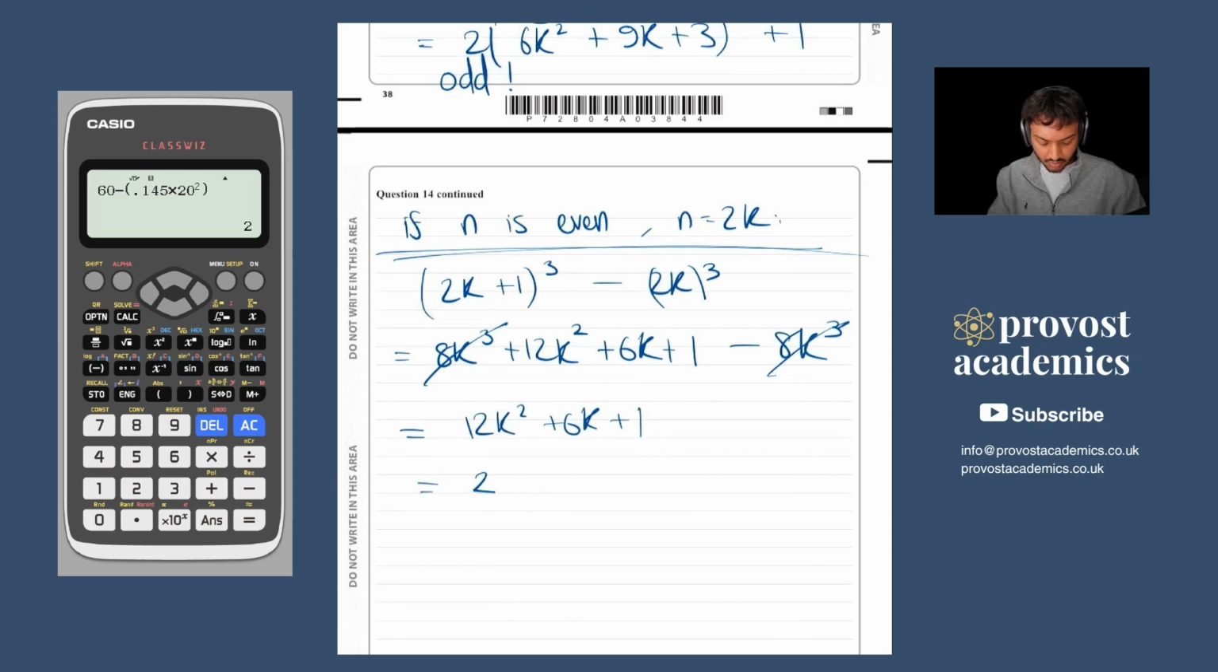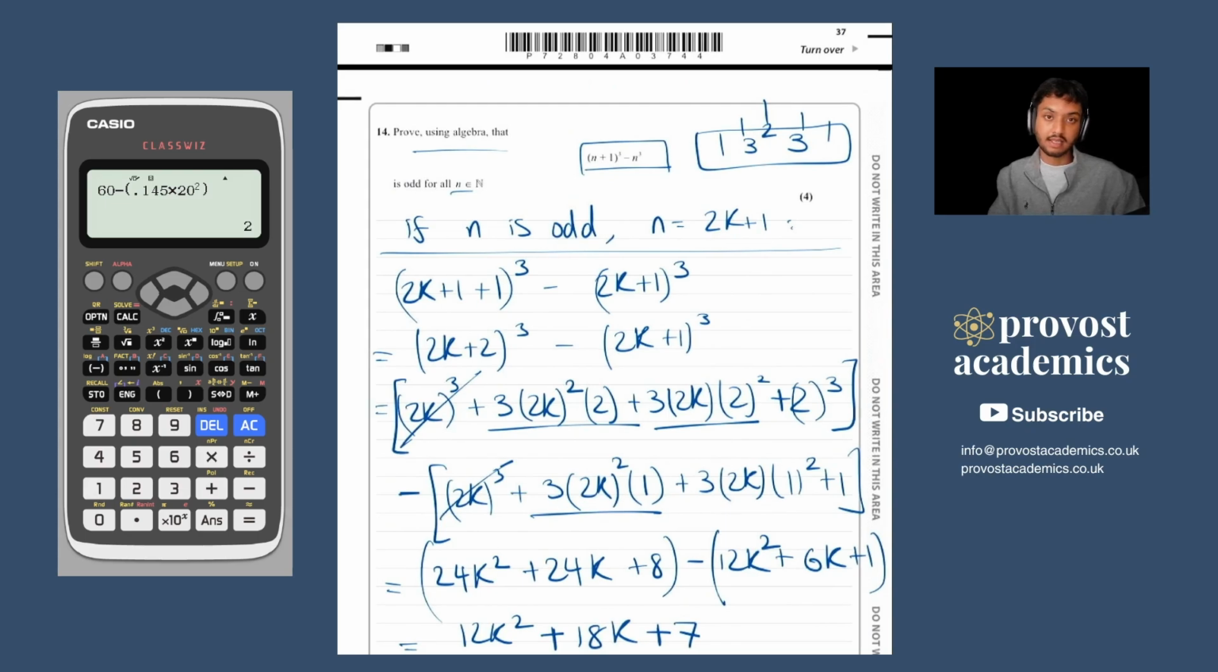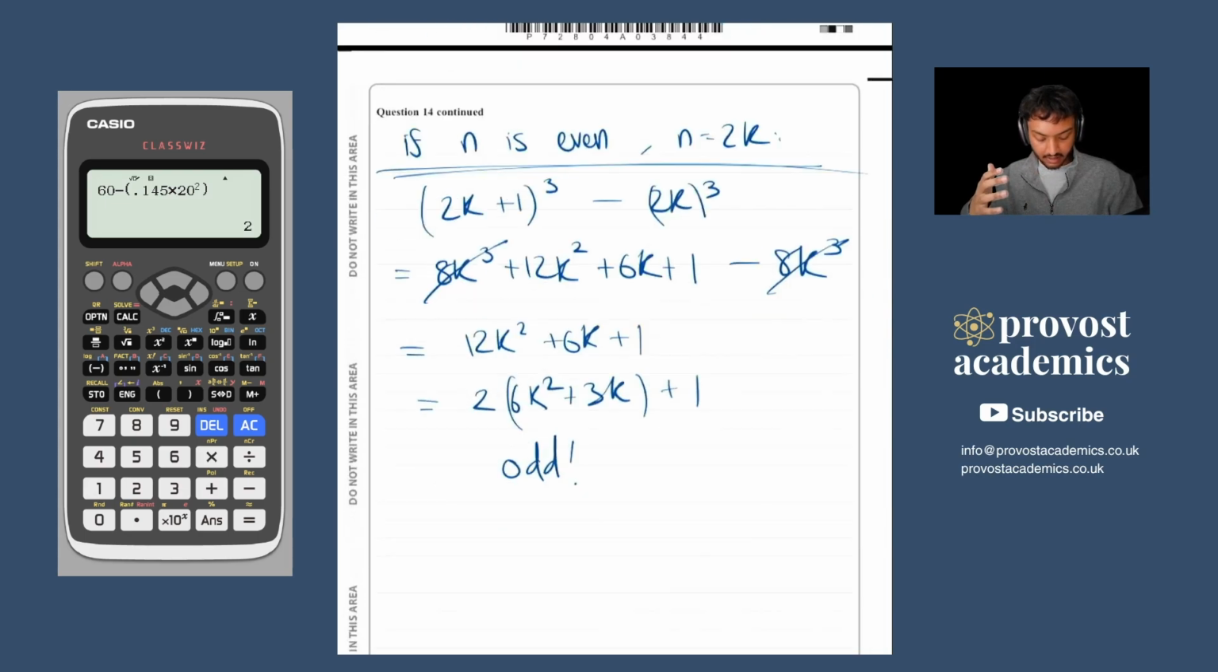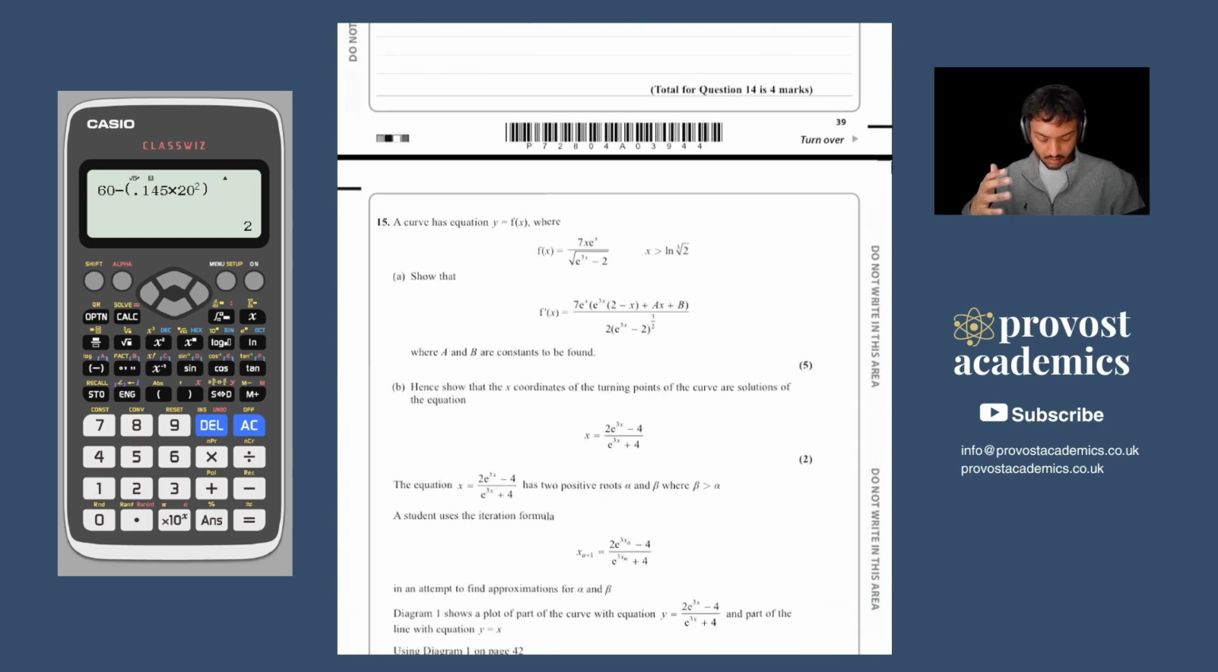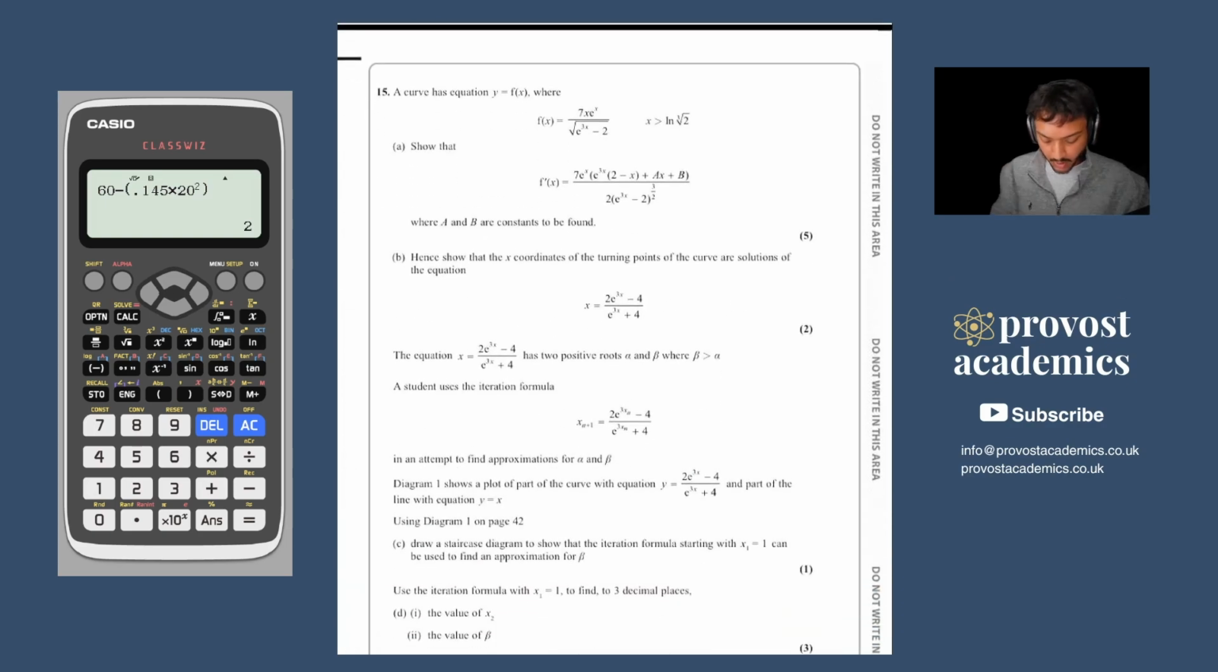And if I take a 2 out, 6k squared plus 3k plus 1, and clearly that's also odd. So we just proved both ways, whether it's odd or even to begin with, it always ends up being odd. Right, that's a long question.